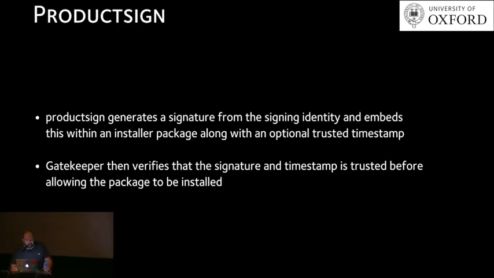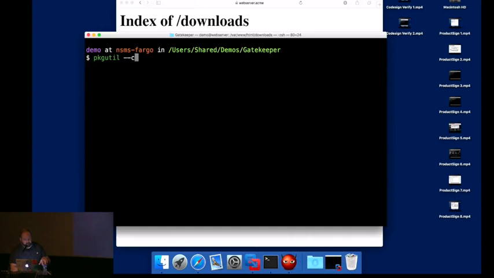So what's happened here? productsign generates a signature from the signing identity, and it embeds it in the installer package along with an optional trusted timestamp. And at the other end, Gatekeeper verifies the reverse. It verifies that the signature and timestamp are trusted before allowing the package to be installed.